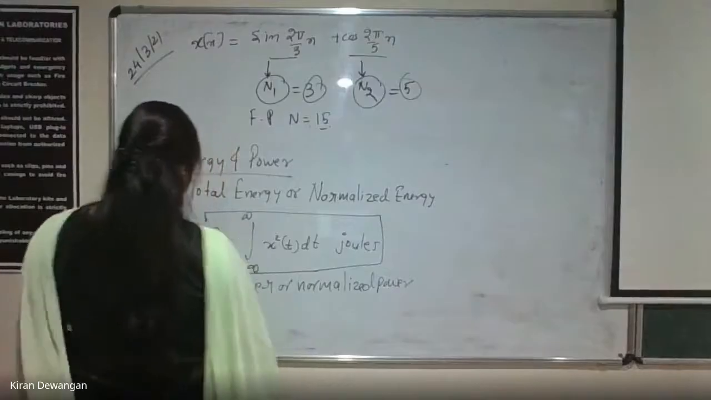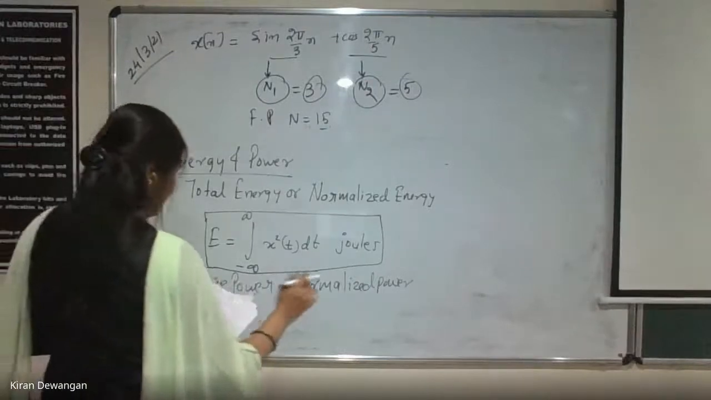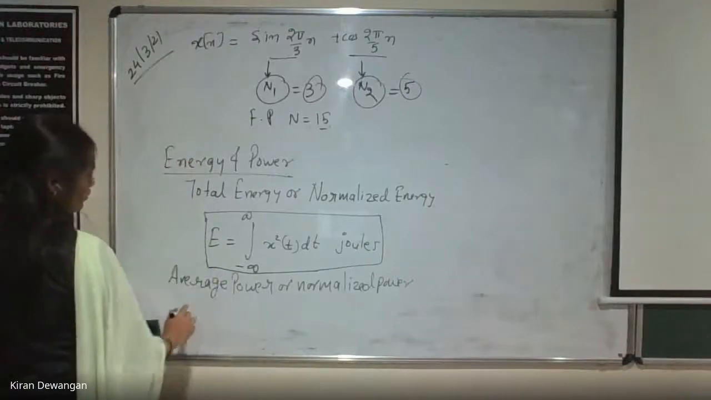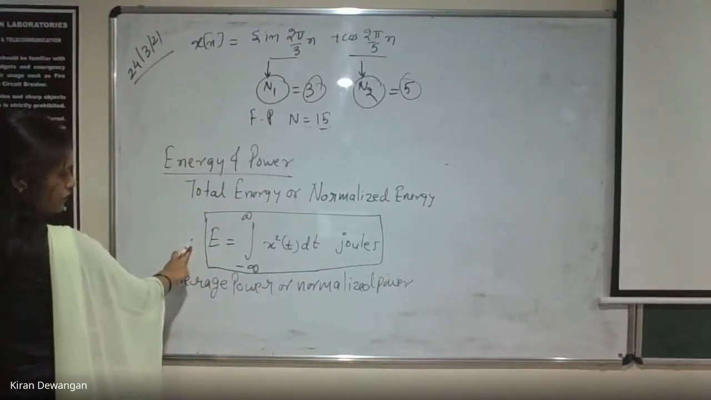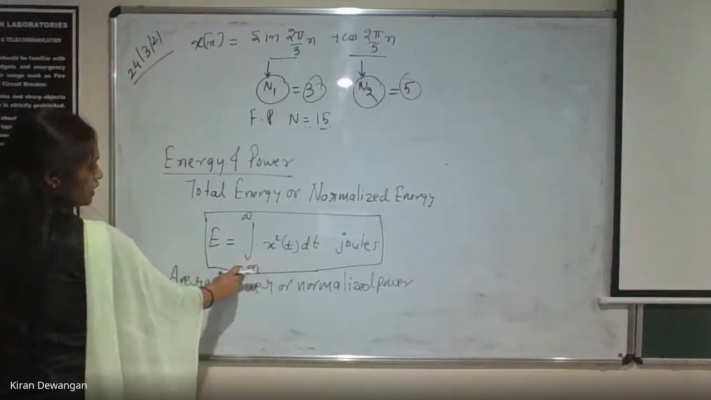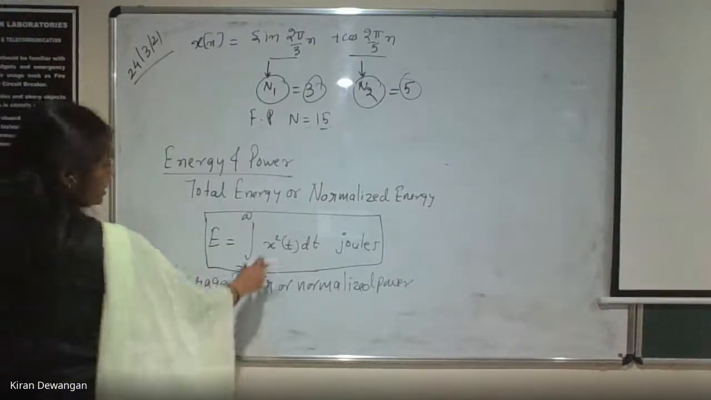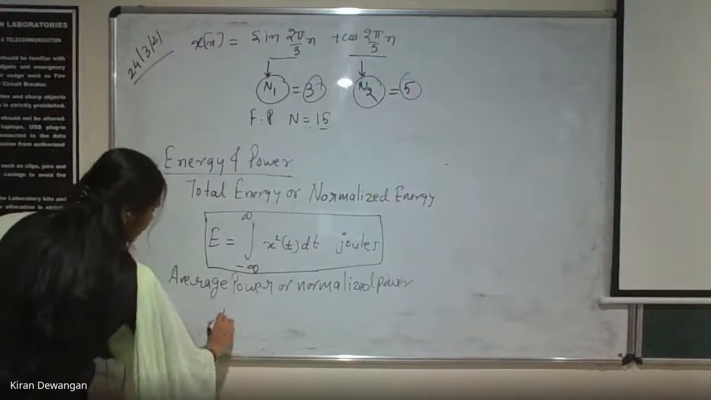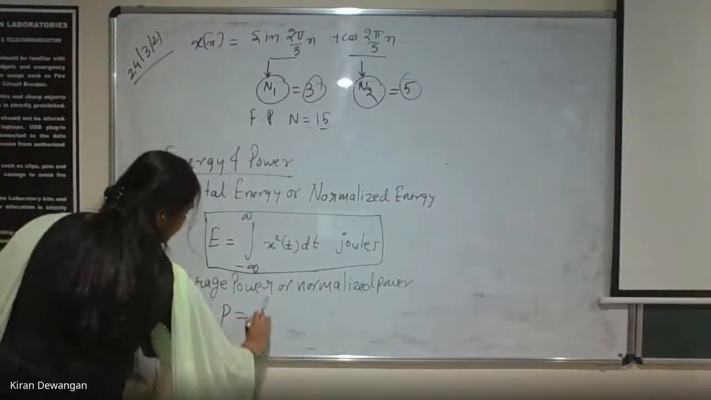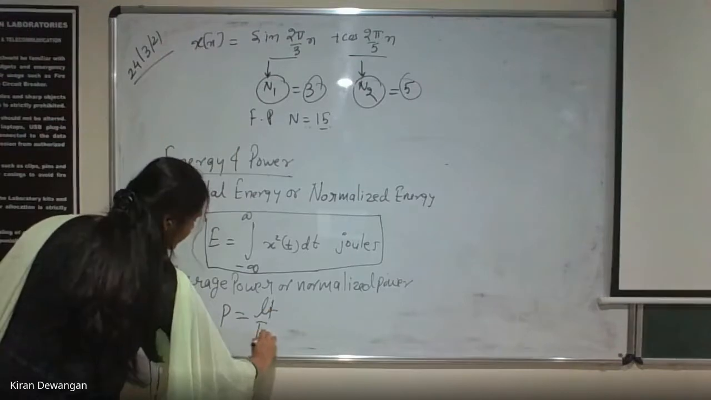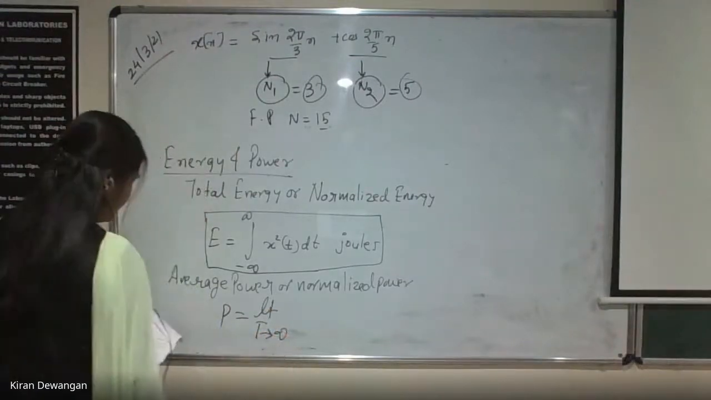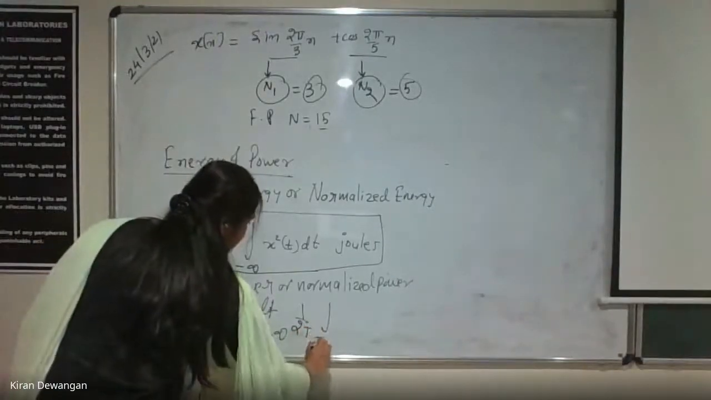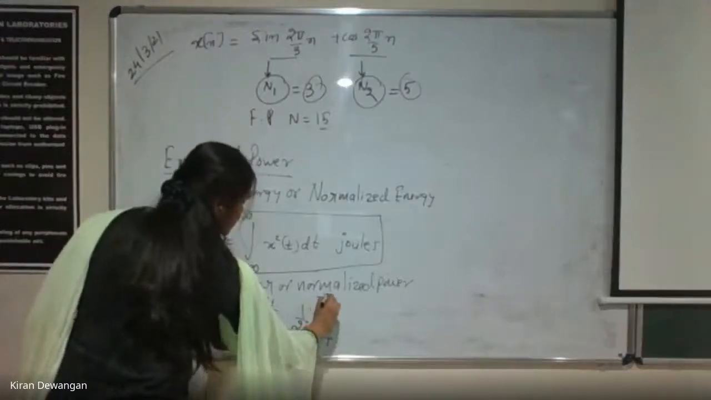Okay. So average power or normalized power we have to calculate. This was the formula for energy: we take the integration from minus infinity to infinity of x square t dt, in joules. Now for power, we can calculate it by power equals the limit, where we take t tends to infinity, of 1 by 2t times the integration, and the integration limit will be minus t to plus t.